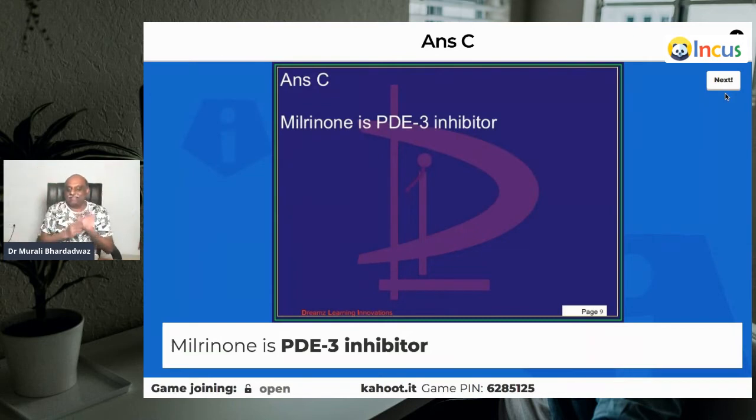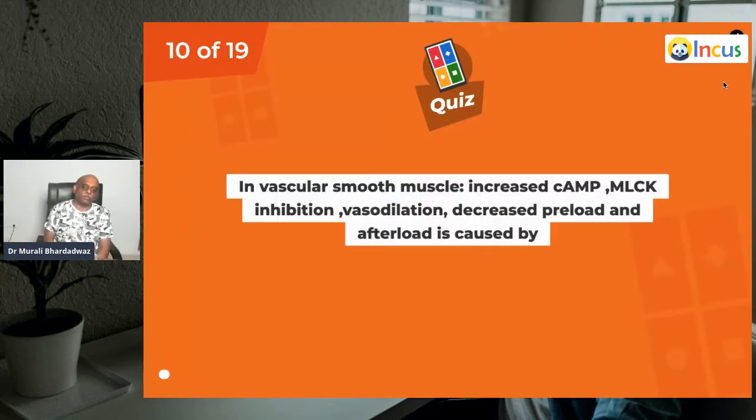Milrinone is the PDE3 inhibitor we are talking about, which is used in decompensated heart failure, is what you should remember.